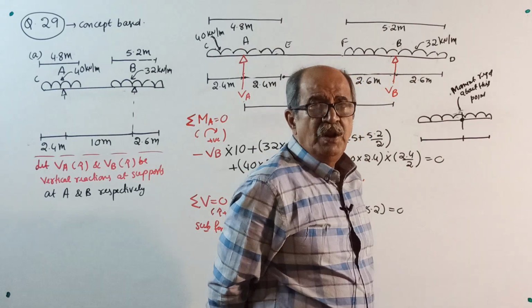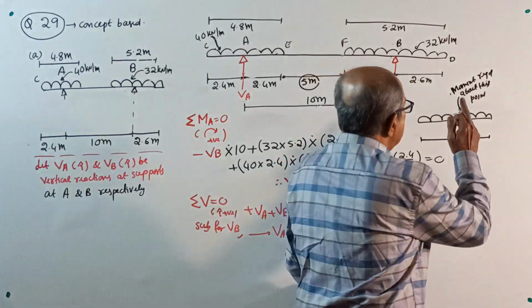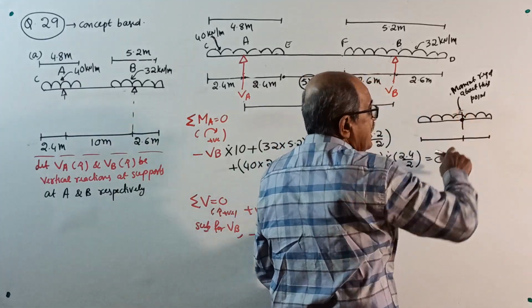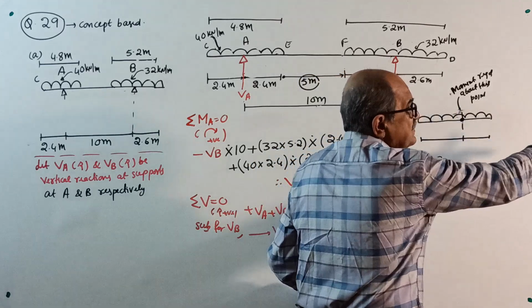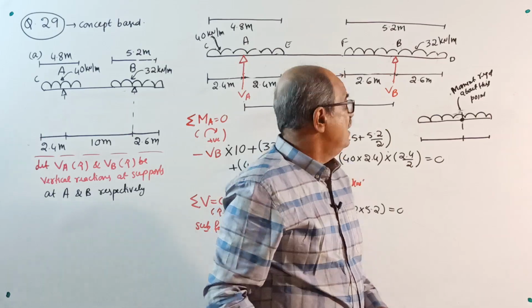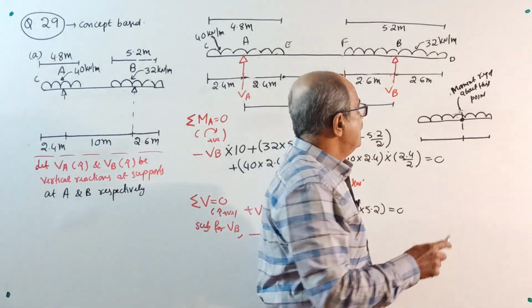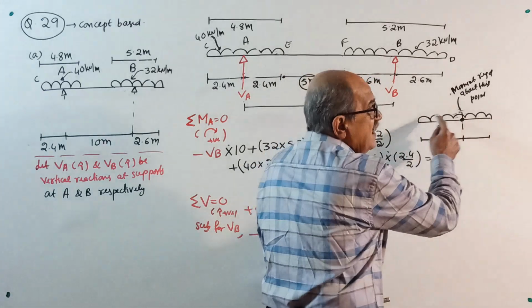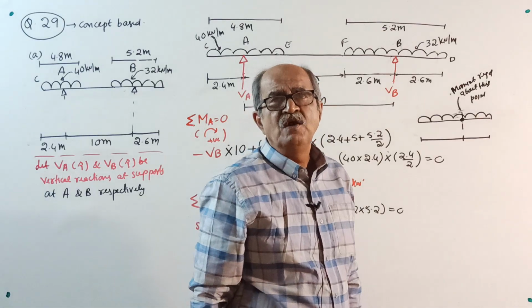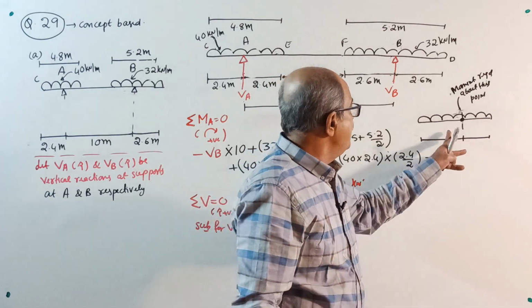Then, when you take moment, what do you do? The load which is on the left side will create anti-clockwise moment. The load which is on the right side will create clockwise moment. Or there is one more method. You can consider the entire loading in a single step, but a problem will come. You should know where the line of action is.